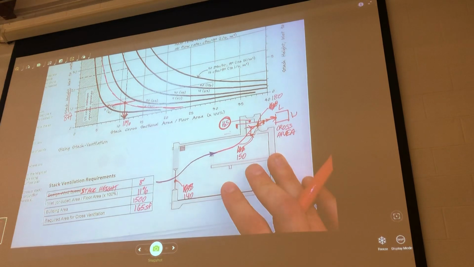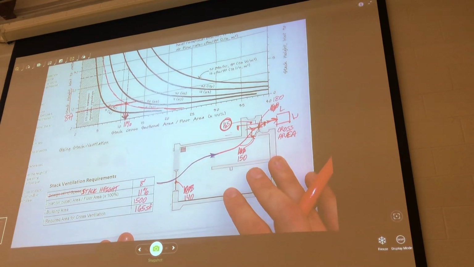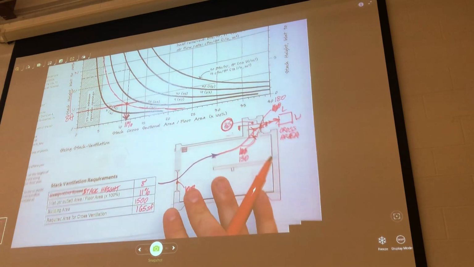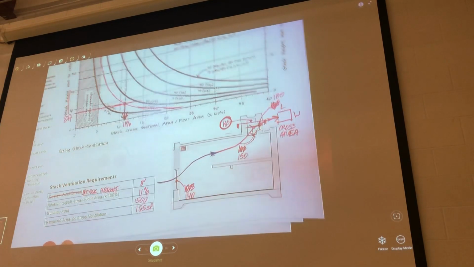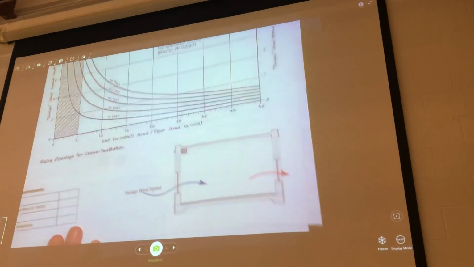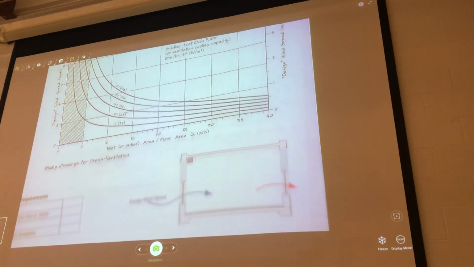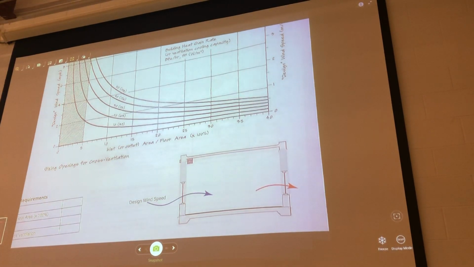Does that make sense? Any questions on that? All right, that resized everything for stack ventilation if we did the entire building. Again, stupid simple, isn't it?